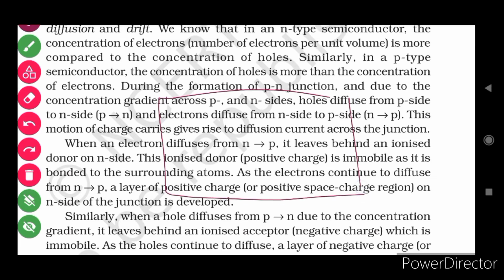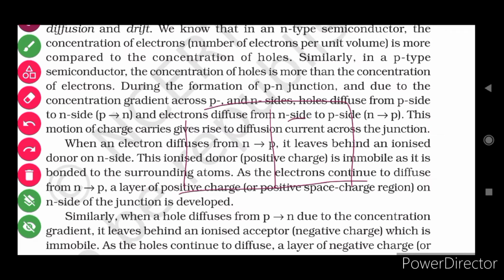Now what happens due to diffusion? The electrons from here will move to this side. Diffusion is occurring. Because the electron is moving to this side, it is leaving behind an ionized atom. Electron is moving, so a positive charge will be created here. And on this side, because holes are coming to this side, a negative charge, a negative anion, is created here.